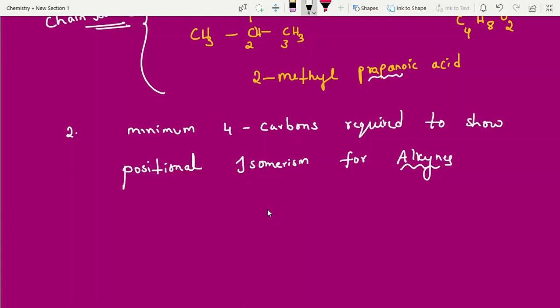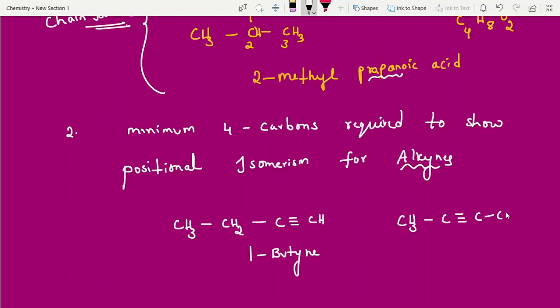Now try this one. Alkynes, 4 carbons. 1, 2, 3. This is what we call, students, 1-butene. Right? And what about this one? Yes, this is 2-butene. Minimum 4 carbons required to show positional isomerism in case of alkynes. Whereas for chain isomerism, as in the previous case I had given, 5 are required.